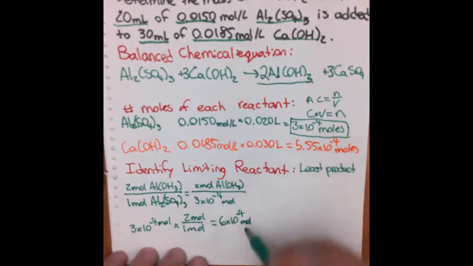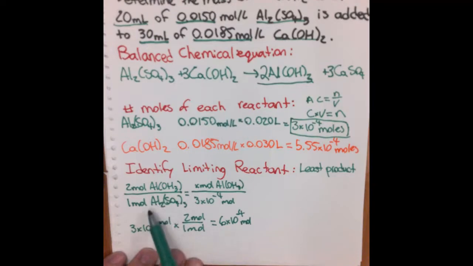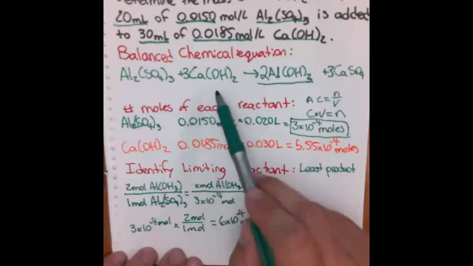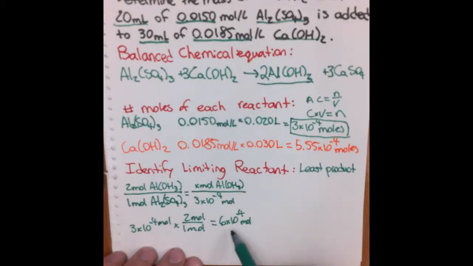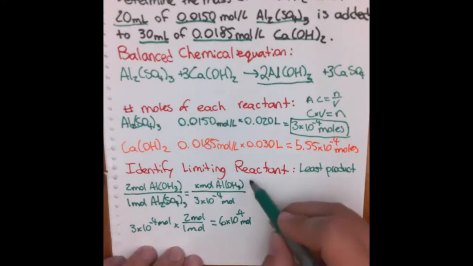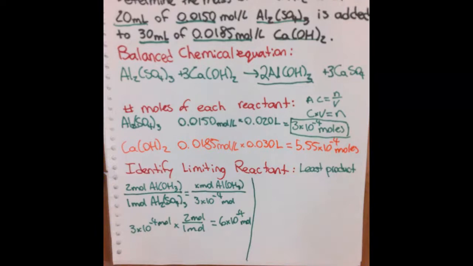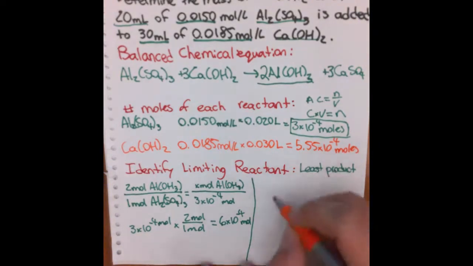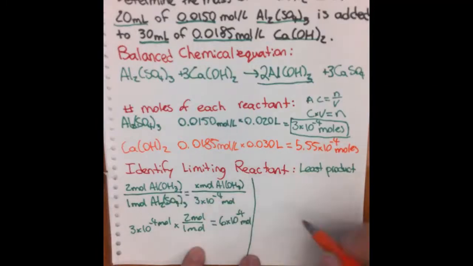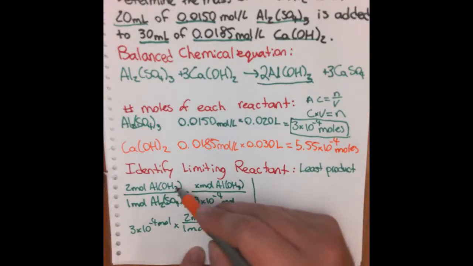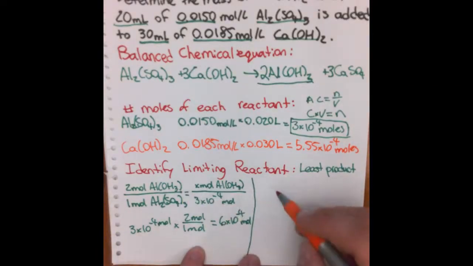All right, so that's telling us that if we were to react our aluminum sulfate with an excess of calcium hydroxide, we would get 6 times 10 to the negative 4 moles. So now we're going to do the exact same thing for our calcium hydroxide. So again, we're going to put what we're looking for, our AlOH3. Make sure we use the same one over here as we do here.